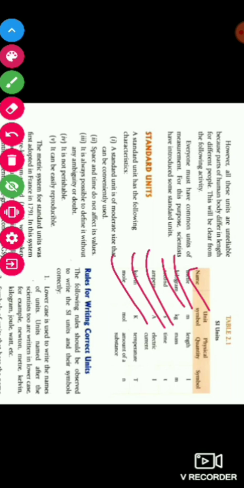Then they made some fundamental units. There are basically six fundamental units which they made at that time. What are they and what are the signs of those fundamental units? First is meter, second is kilogram, third is second, fourth is ampere, fifth is Kelvin, and sixth is mole. Now, what can we measure by these? Meter, everyone knows what meter is used for. Meter is used for measuring length, and the sign we use for meter is m.